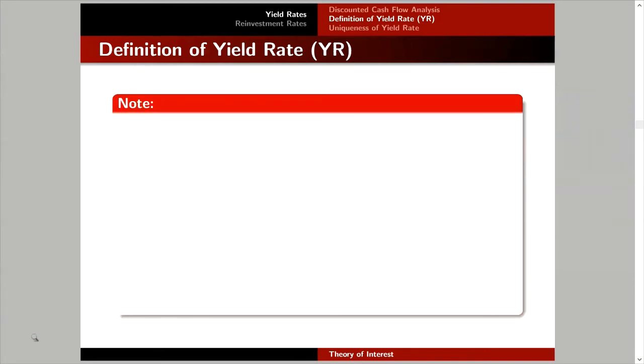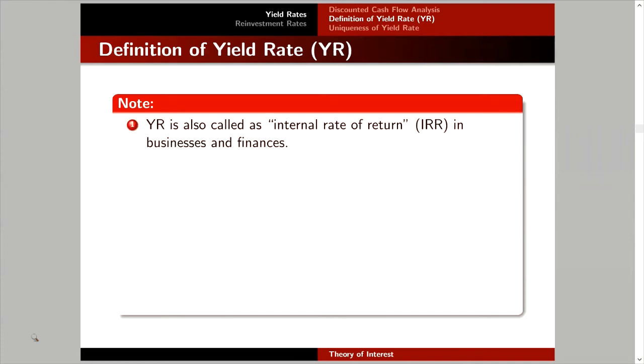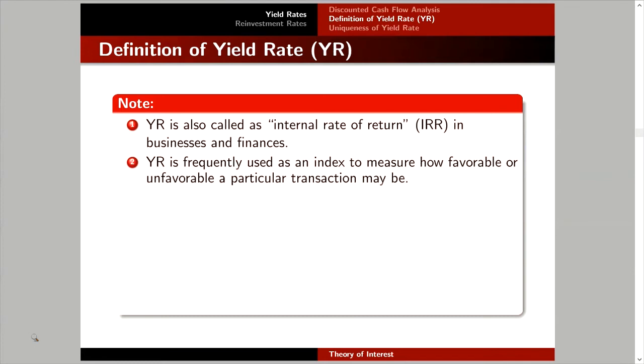More notes on the yield rate. Okay? So, you may use internal rate of return instead of yield rate. Okay? So, other term lang yan for the yield rate. Okay? So, saan ba ginagamit ang yield rate? So, sabi dito, it will tell you how favorable or unfavorable a particular transaction may be.